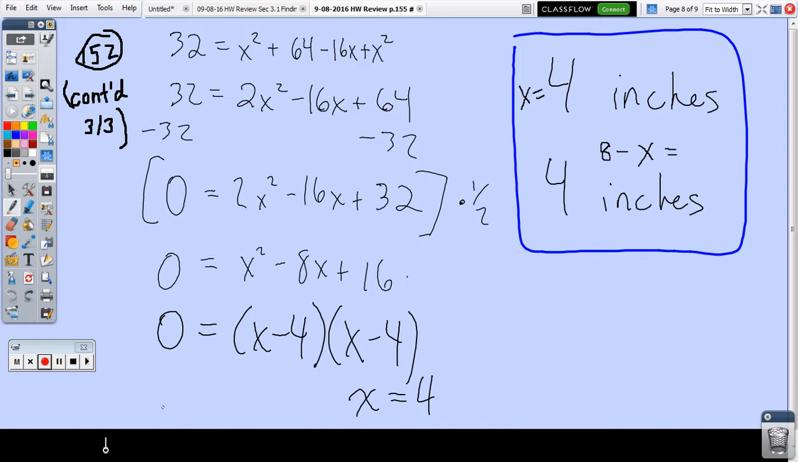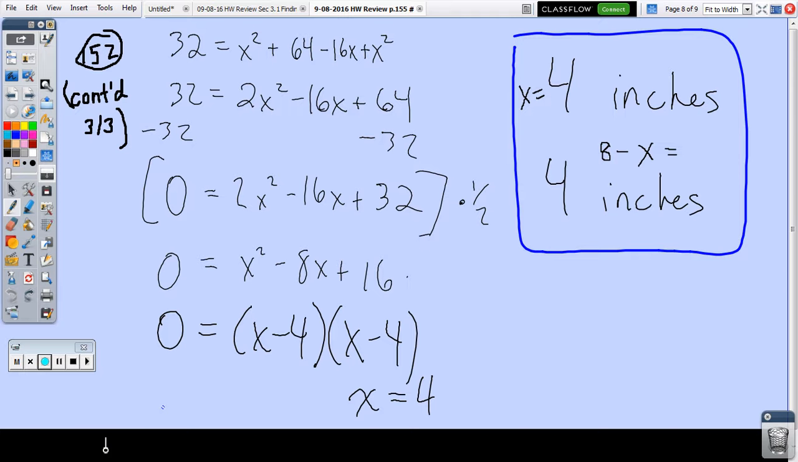So x equals 4, of course. This is the only solution. So this is where we would say x equals 4, and then you could specify multiplicity of 2. We're going over the homework. So x equals 4 inches.